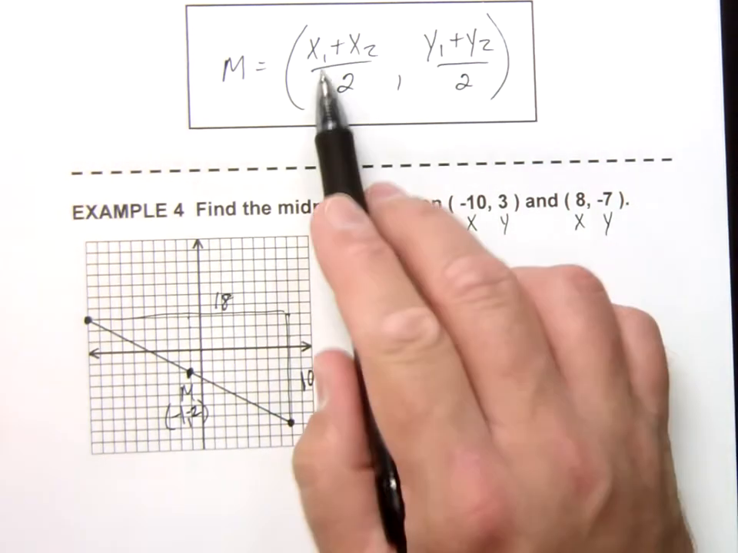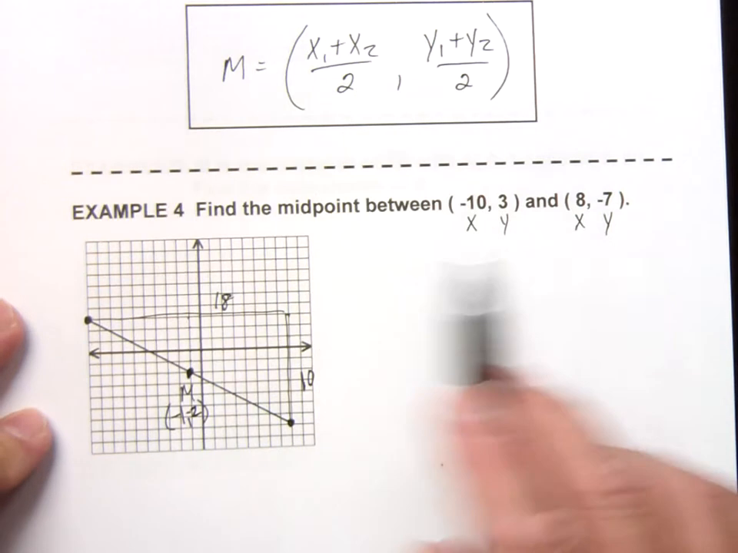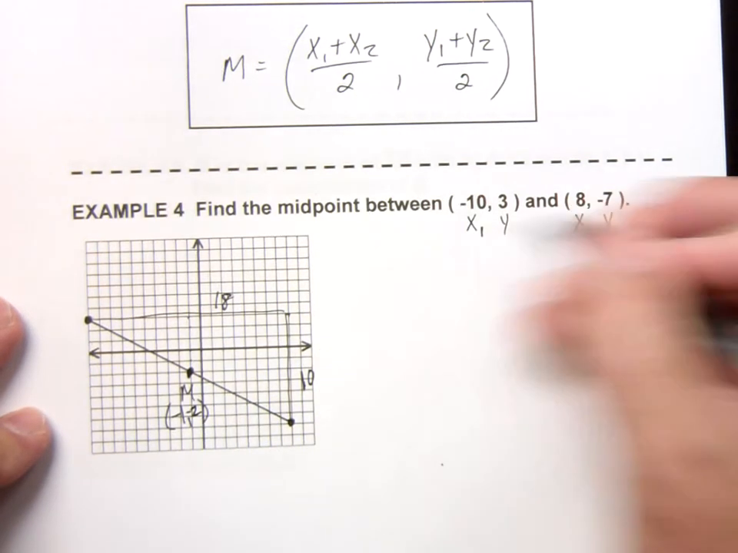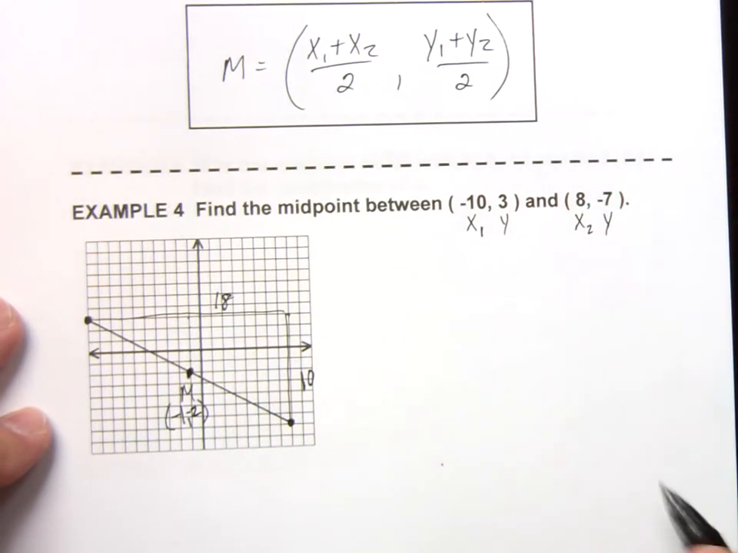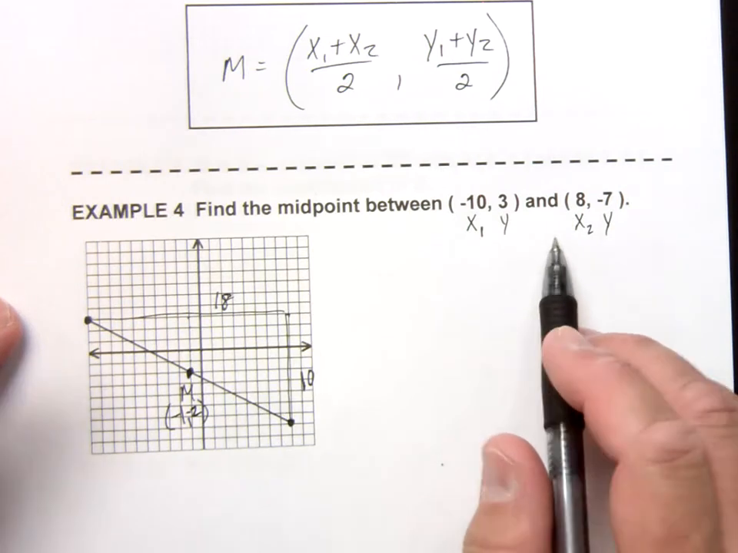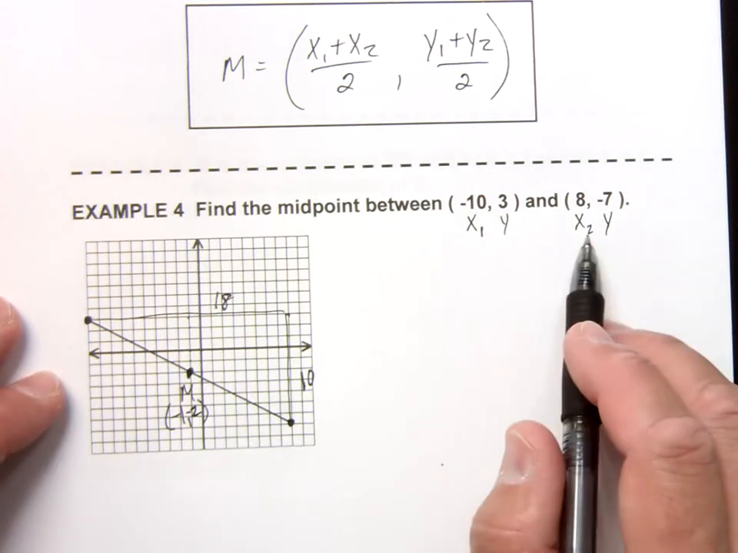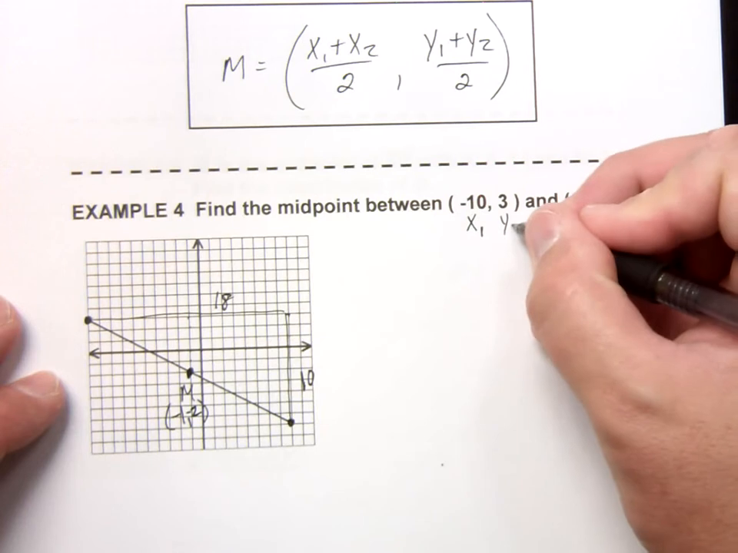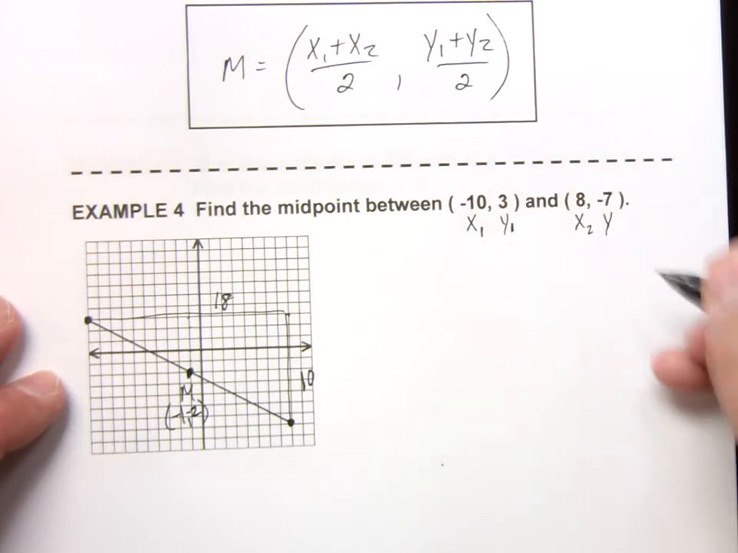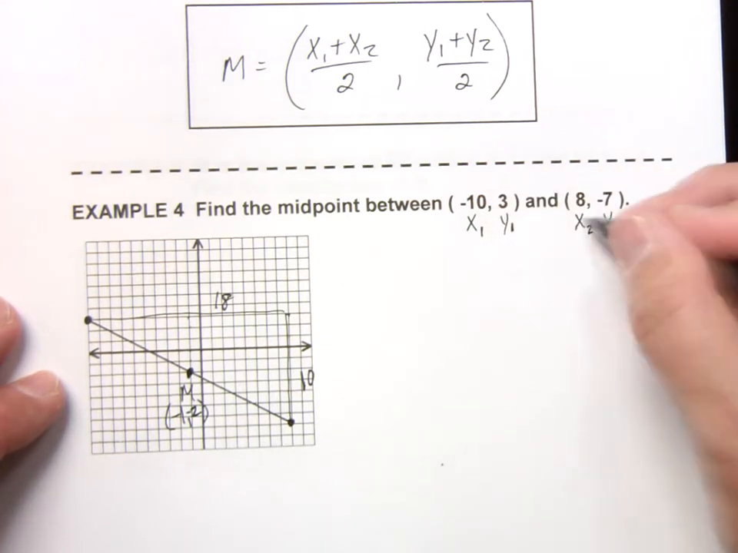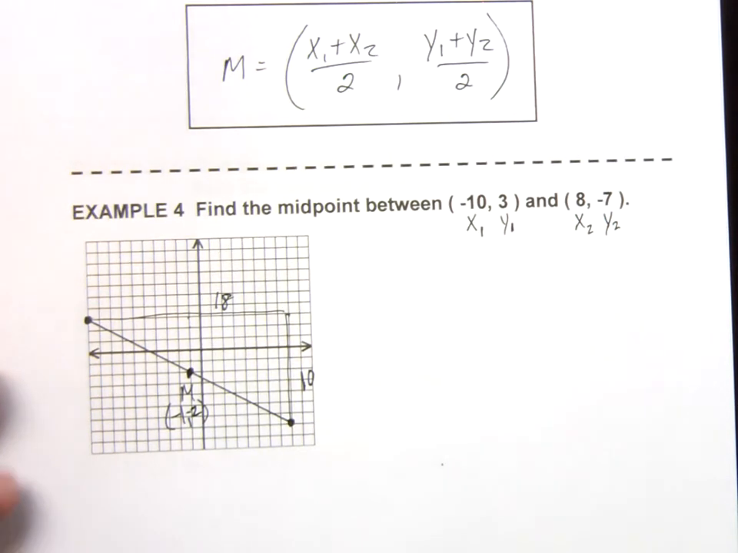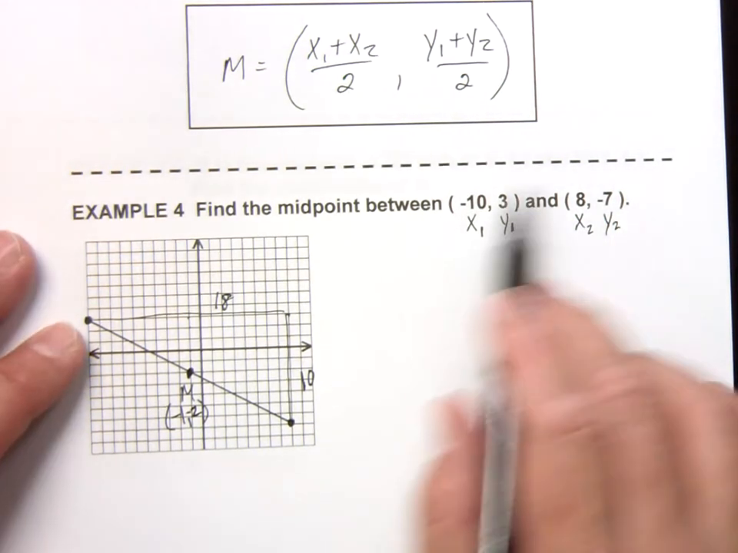Now, there's x1 and x2 because there's two different x's here. One is going to be x1 and one's going to be x2. It really doesn't matter which one's which, but once you have identified x1, y1 and x2, y2, make sure that y1 comes from the same point as x1. Make sure y2 comes from the same point as x2. So there's our coordinates. Let's just take these numbers and plug them in where they go.